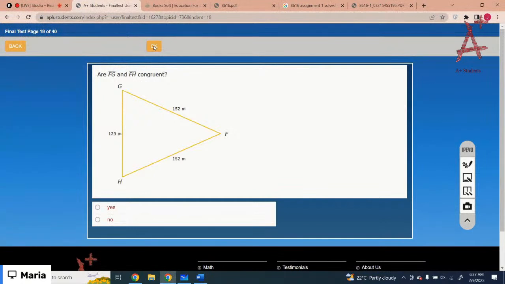Okay, are FG and FH congruent? Let's just see the length of FG and FH. FG is 152 and FH is also 152. So both the sides have the same length, which means they are congruent. The correct option is yes. Got it?